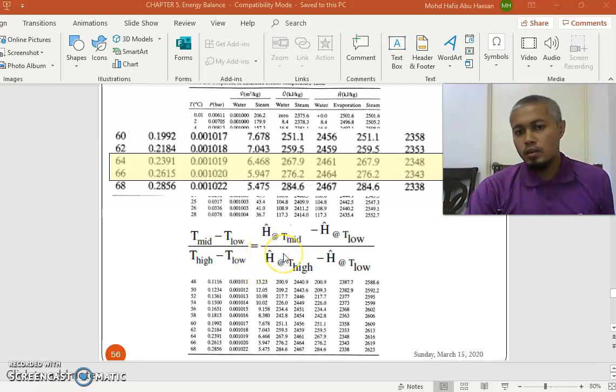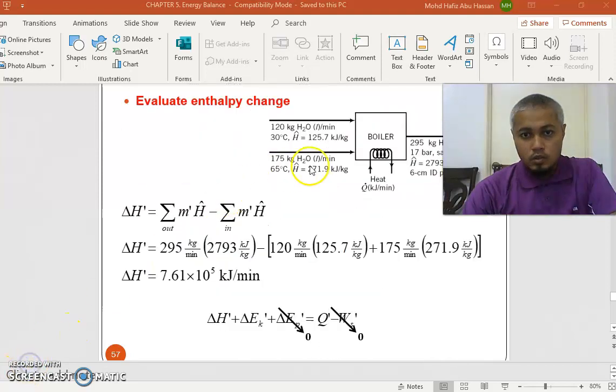If we do interpolation here, this is not a formula that you need to memorize. Like I mentioned before, you can sketch a graph, then find the slope, and then you can get the value of the point that you want. This is the slope formula actually, but you don't have to memorize it. Just use the slope of the straight line. After we do interpolation, the value for enthalpy at 65 degrees C is 271.9, and at 30 degrees C the value is 125.7.